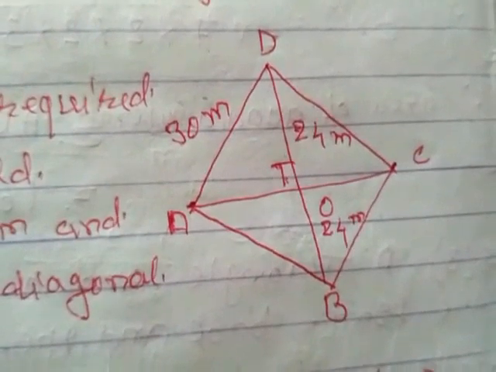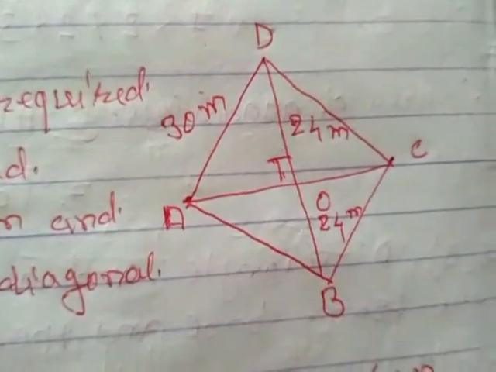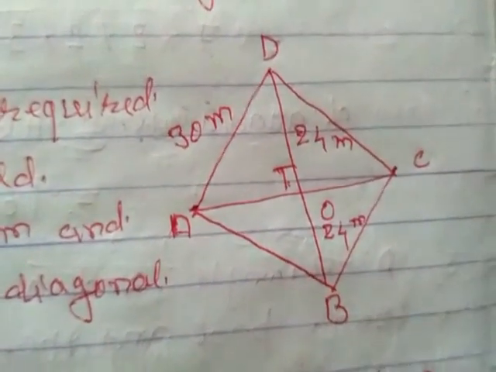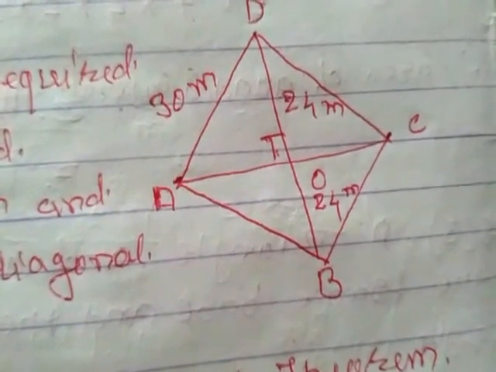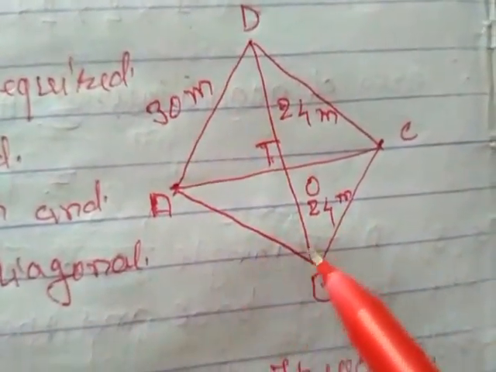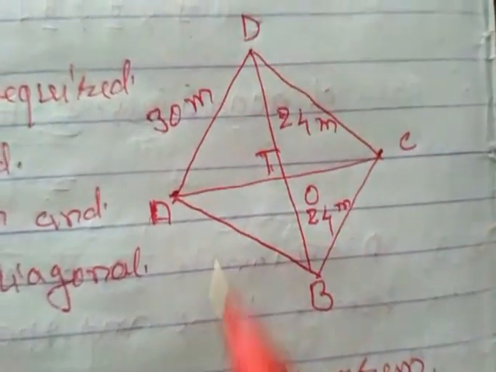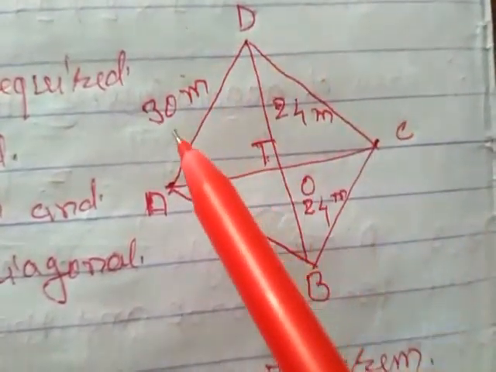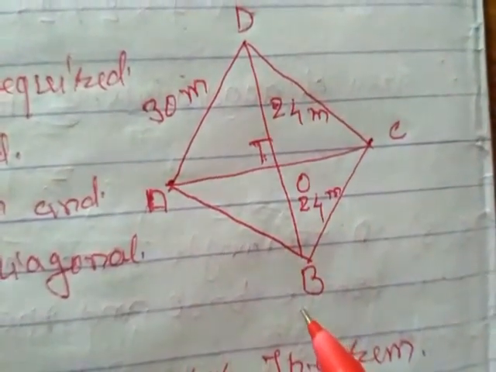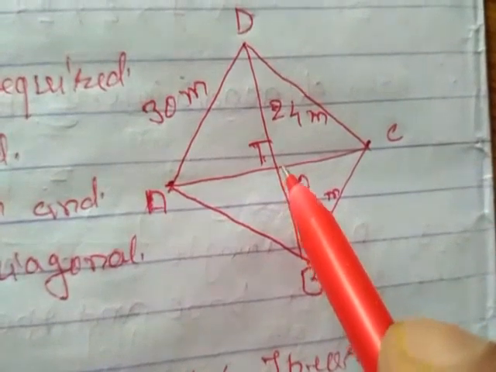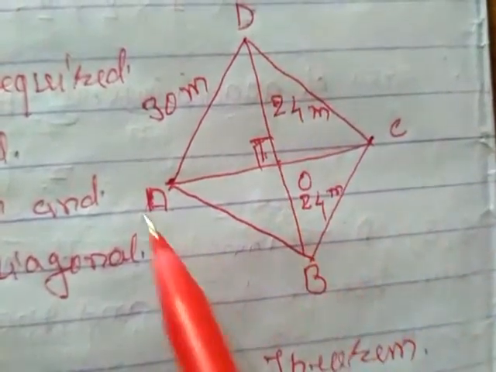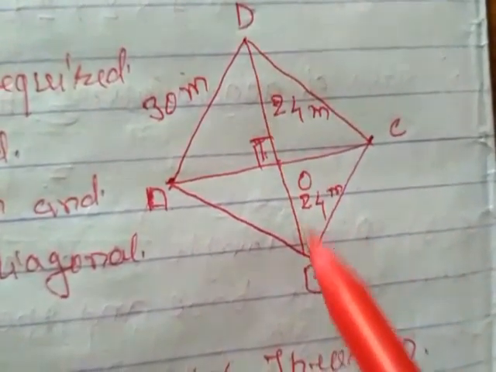Before that, children, you should know the property of a rhombus. The property of a rhombus is that it has all its sides equal. It means all sides of this rhombus are 30 meter, and the diagonals of a rhombus bisect each other perpendicularly. It means the diagonals BD and AC will bisect each other at point O, making an angle of 90 degrees to each other.